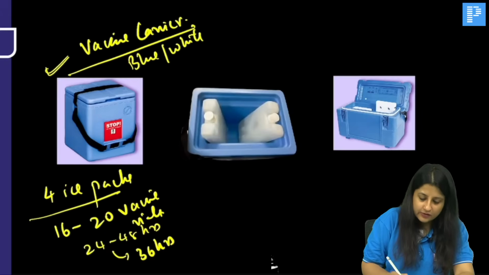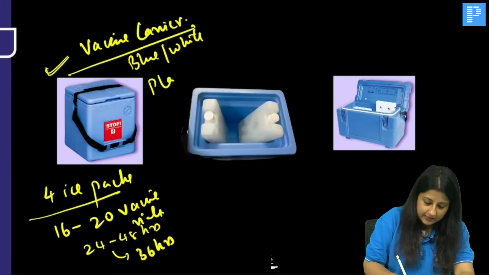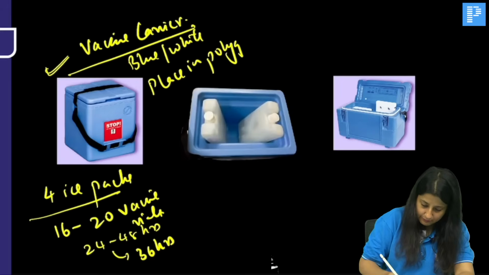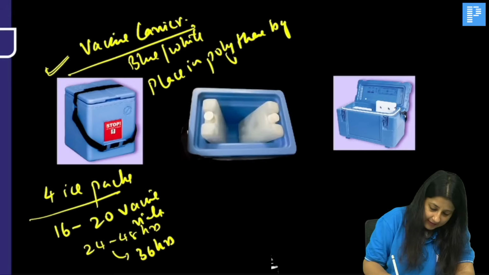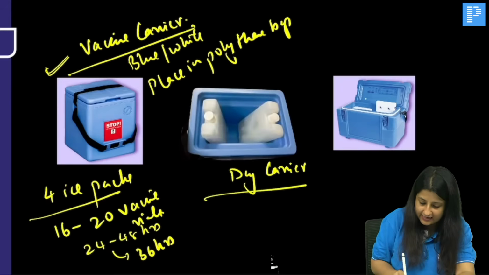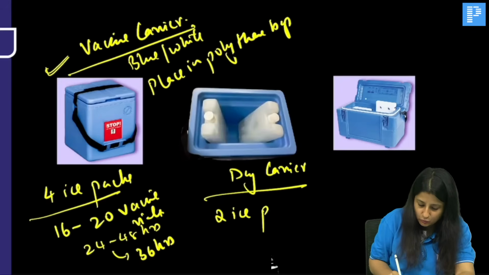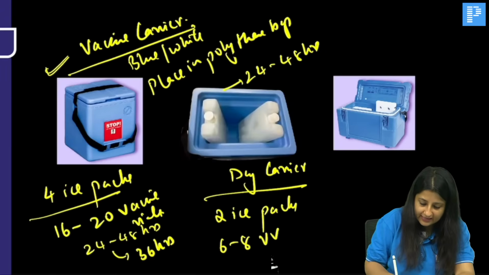Again, you can't directly dump the vaccines in a vaccine carrier. You will place them in polythene bags. The vaccines have to be placed where? In polythene bags. And what is this one, guys? This one is a day carrier. Now, if you see a day carrier, it is lined by 2 ice packs. This can carry 6 to 8 vials and the temperature is maintained for 24 to 48 hours again.